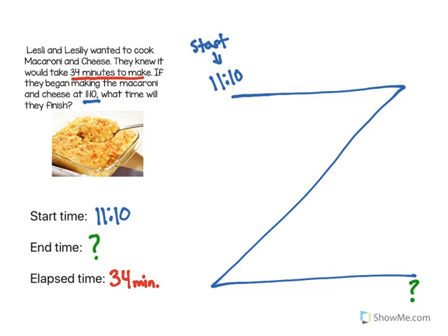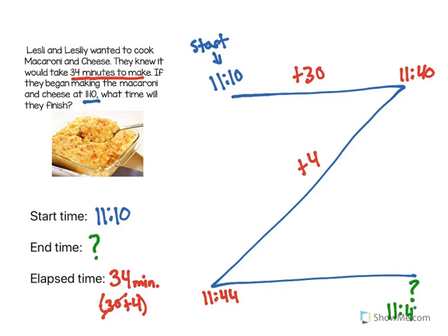So what if I went ahead and I broke this into pieces? First, I could say this is 30 plus 4. Do you agree? So I could say 11:10 plus 30 minutes. Well, that makes it 11:40, right? It's pretty easy. 10, 20, 30, 40. So 11:40. Next, all I have to do is add 4 minutes. So 11:40 plus 4 minutes is 11:44. What's my end time? 11:44. I've added all my minutes. It was that easy.